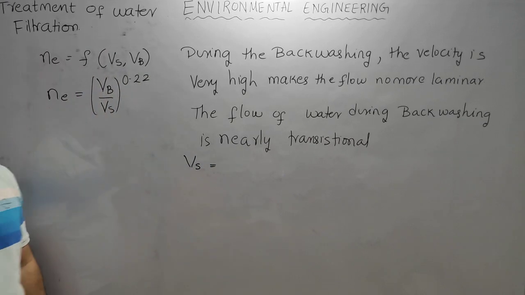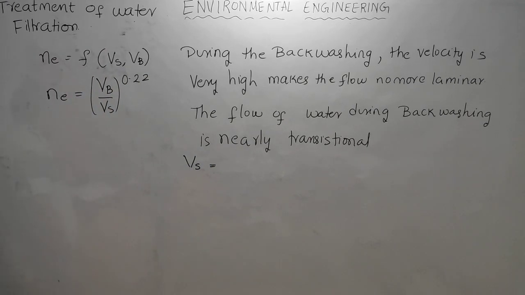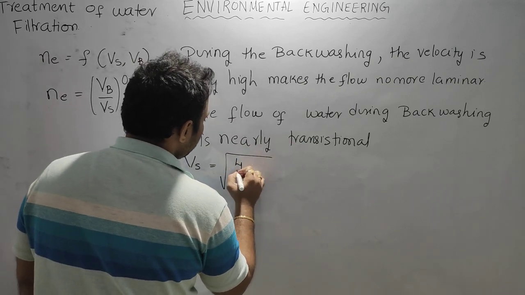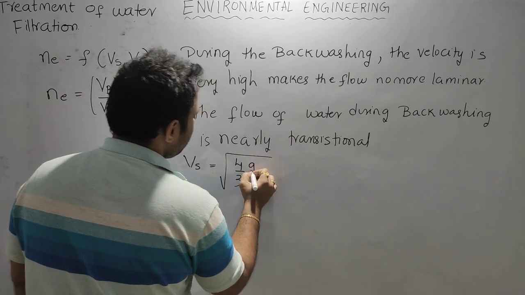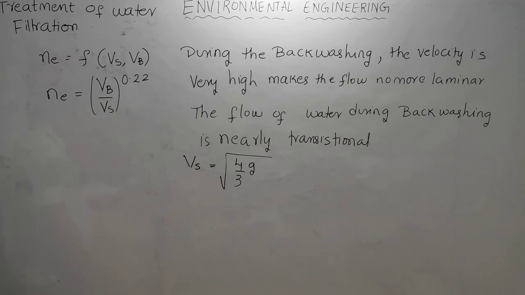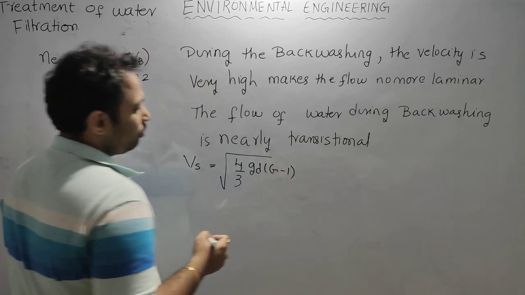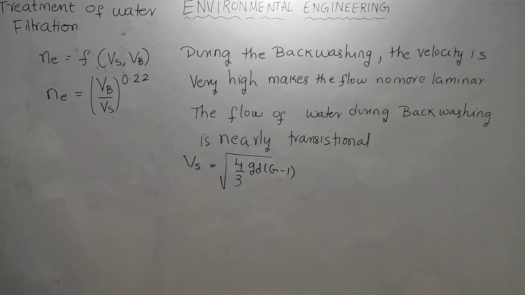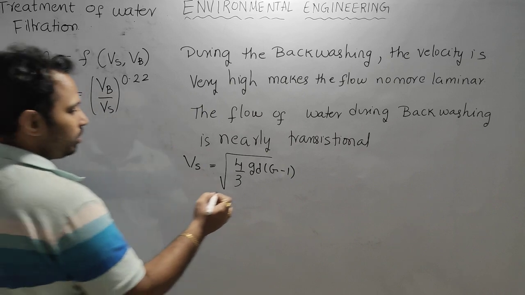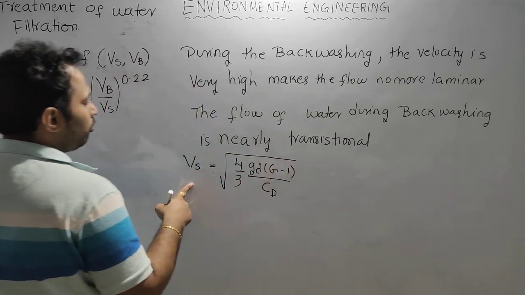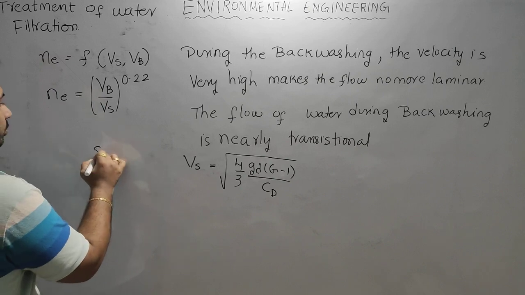Vs is equal to square root of 4 by 3 g d into (G minus 1) by Cd, where Cd is the coefficient of drag. So this is the exact formula of settling velocity.